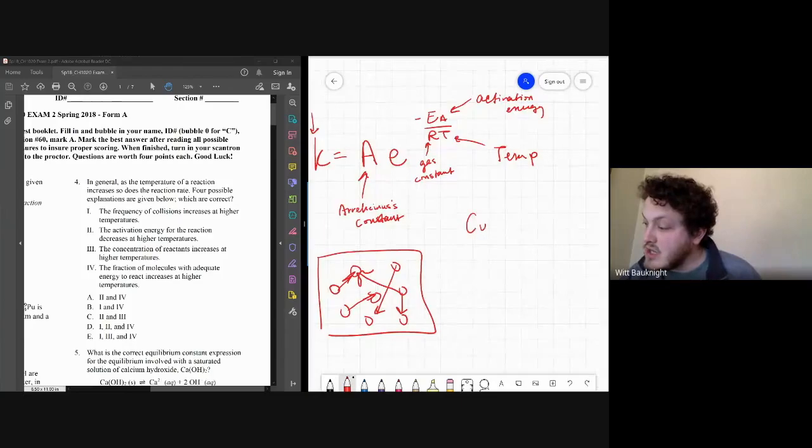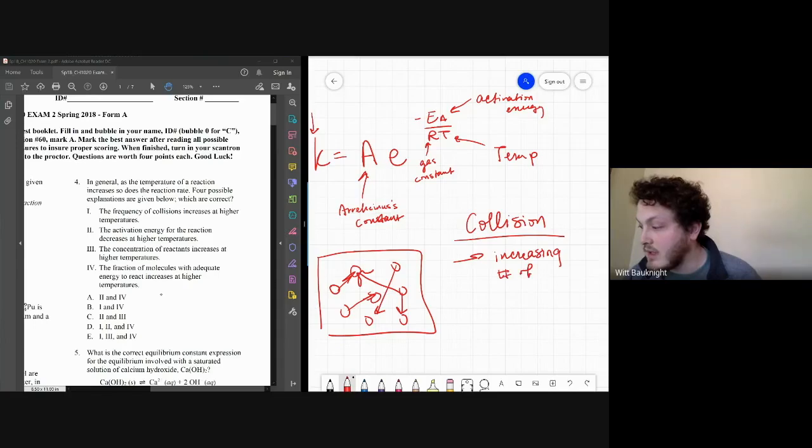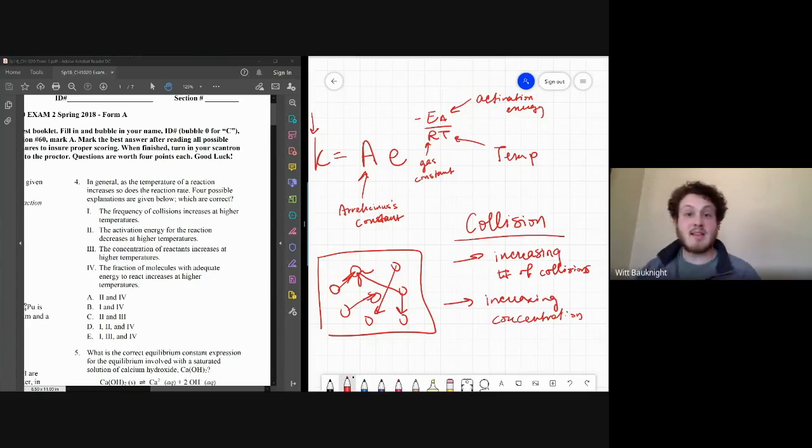So collision theory tells us that by increasing number of collisions and increasing concentration, we're going to get more reactions. That's because by increasing number of collisions, we're increasing the energy that each molecule has. The more energy it has, the more likely it's able to convert into a new molecule.